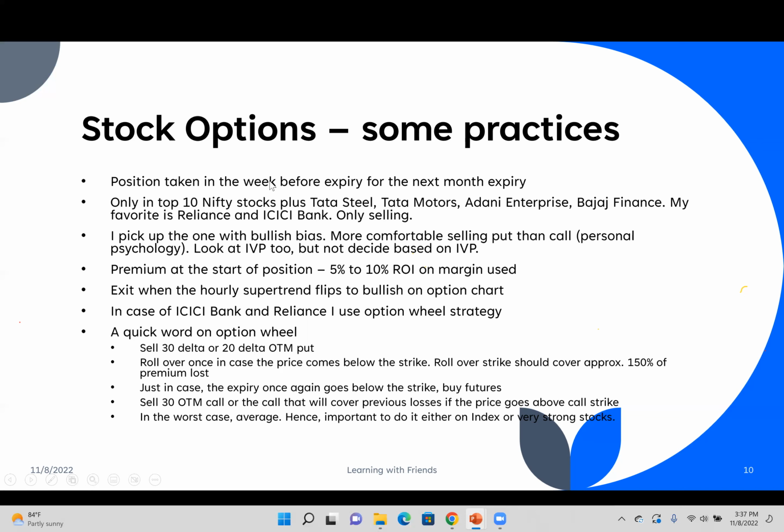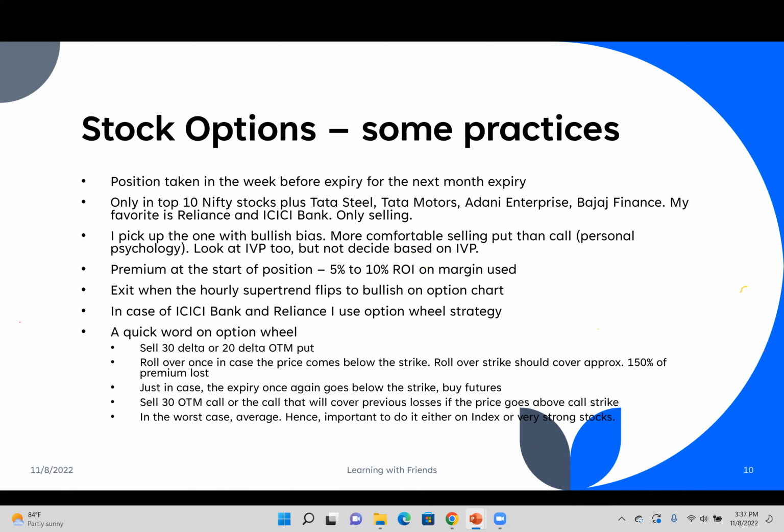But all I'm saying is that stock options are only monthly. So do it only in the liquid stock. Be clear of the trend. And the decay is very fast, 5 week to 4 week, 3 week. That time I have seen in the stock options, there is a sizable decay.